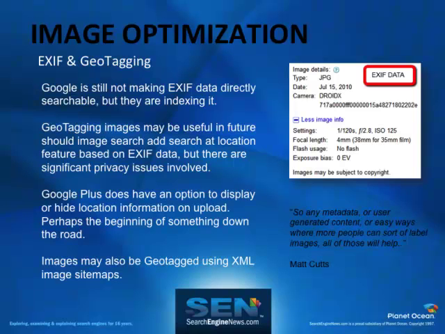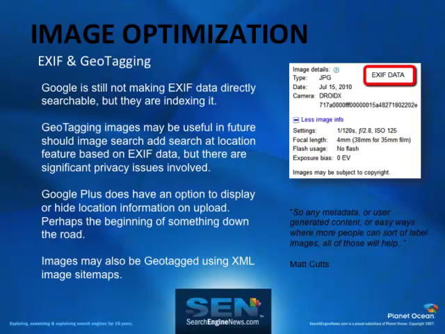Images can also be geotagged using an XML image sitemap. So when you upload images to your website, you can tag where they were taken. That may help for a search for a specific area at some particular point in time. As MacTed says, any metadata or user-generated content or easy ways for more people to sort or label images, all of those will help.